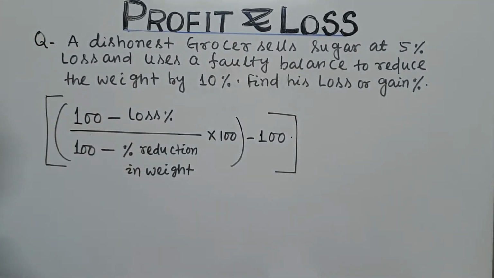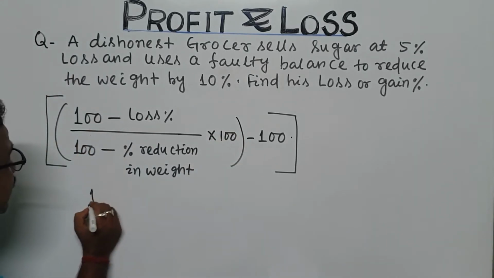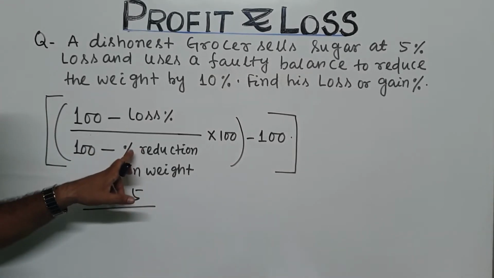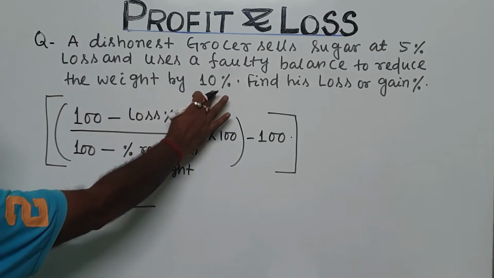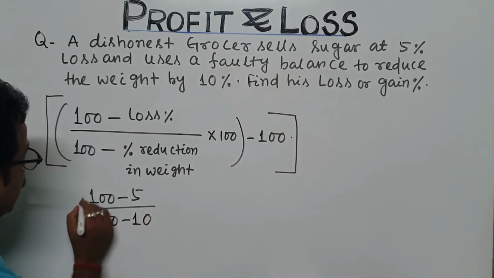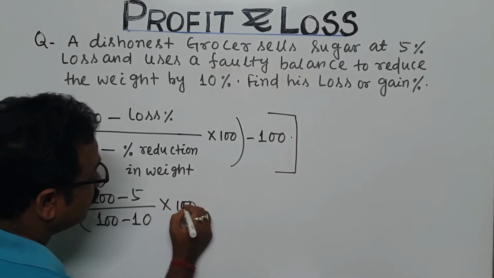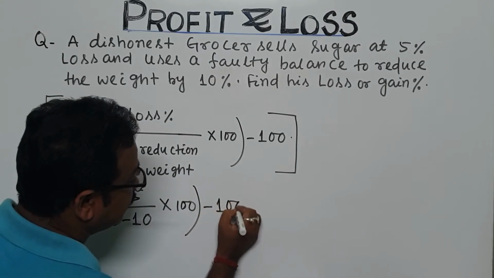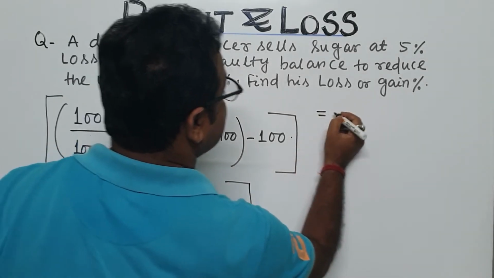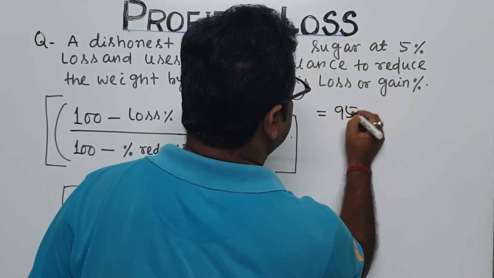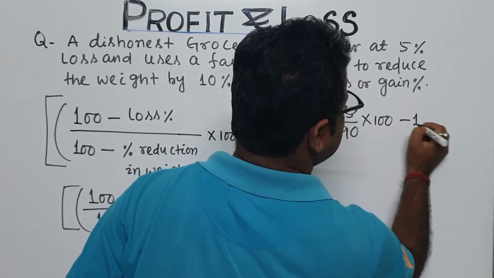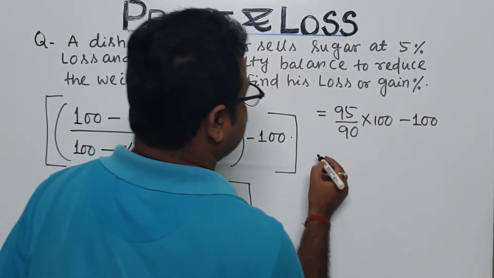100 minus loss percent. So now see, 100 minus 5% loss by 100 minus percentage reduction in weight. How much percent? 10%. So 100 minus 10, okay, into 100 minus 100. So now we'll solve this one. That is equal to 95 by 90 into 100 minus 100.